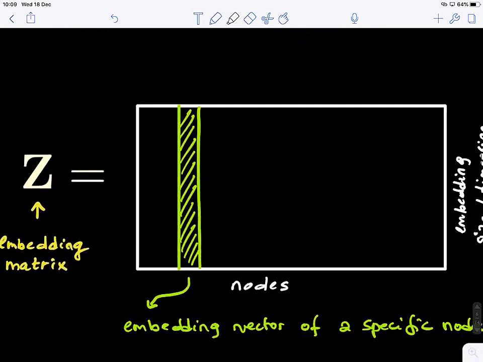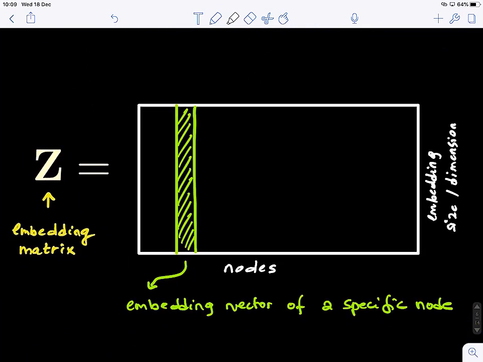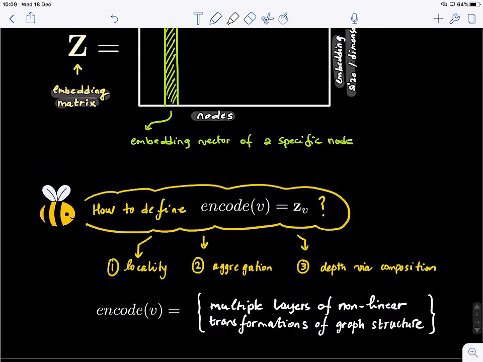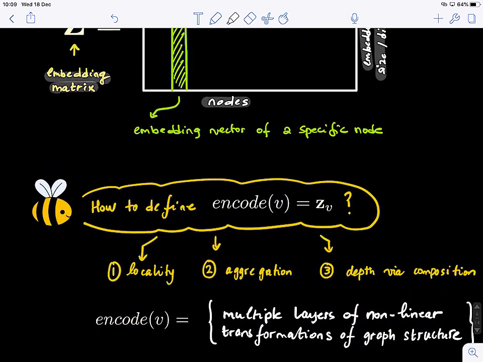So we want to learn a Z matrix, or what we call the embedding matrix, where the number of rows represents the size or dimensionality of the embeddings, okay? And the number of columns are the nodes. Now, to do that, we need to define our encoding function. And this is where all the properties of GNNs or deep learning come in.